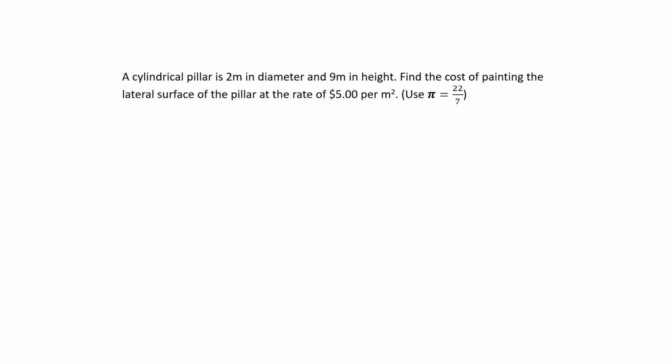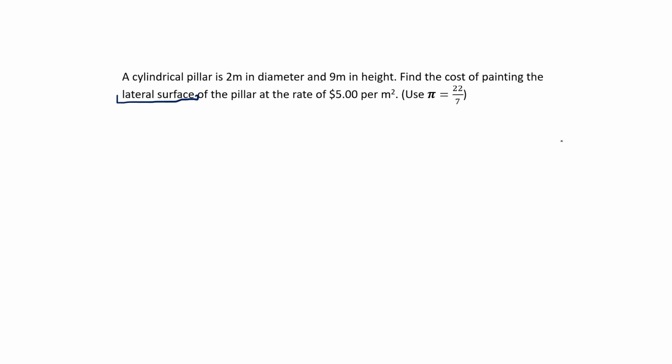So I was checking my notes to make sure I did that completely correctly. A cylindrical pillar, so it's another way of saying a cylinder, it looks like a can, is 2 meters in diameter and 9 meters in height. Find the cost of painting the lateral surface area, so only the lateral, we're not worried about the bases, of the pillar at the rate of $5 per square meter. And this one says use pi equals 22 over 7. So you do need to actually input 22 over 7. Don't leave it in terms of pi, because your answer choices won't be.